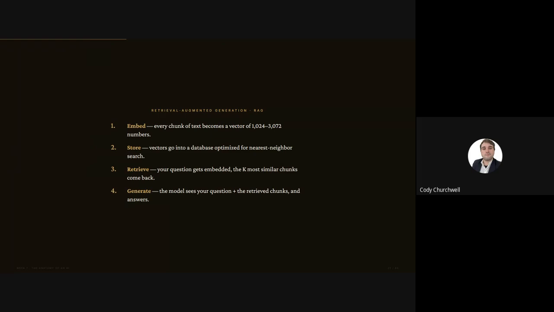And then step 4, you actually have generate. The model now sees your question plus the retrieved chunks and then generates an answer using both. That's it. That's RAG.